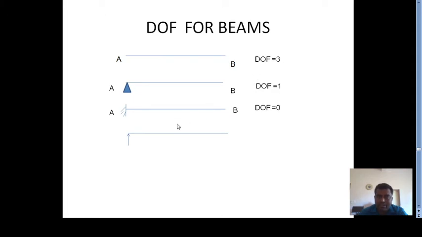Then coming to the next beam, you see the simple support. Here one is vertical, another is horizontal, then rotation. The vertical movement is restricted, but it can move horizontally and rotate, therefore the degrees of freedom will be 2 at this support. Similarly for support B, the degrees of freedom will be 3.